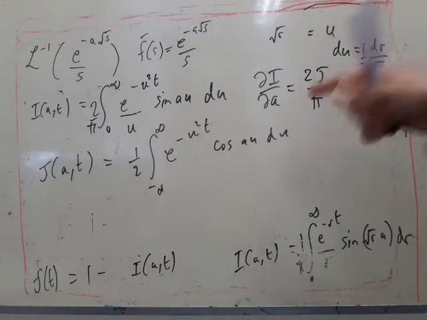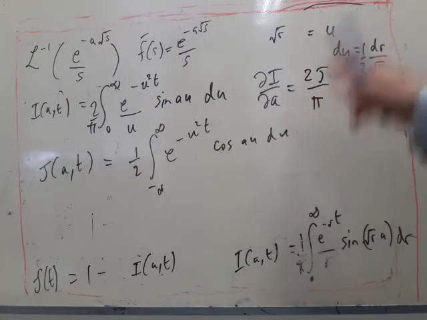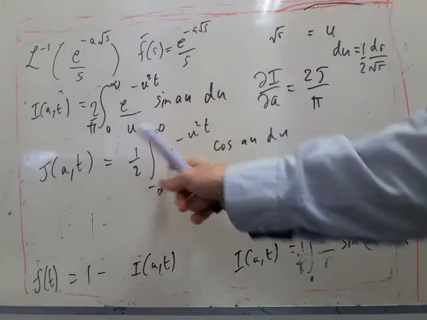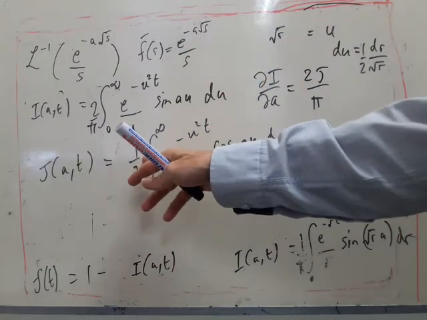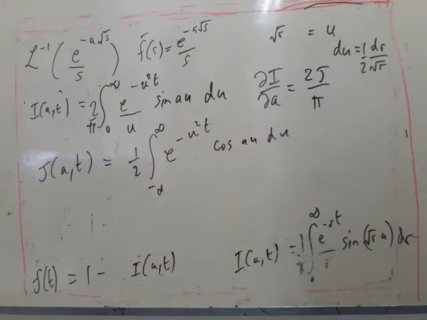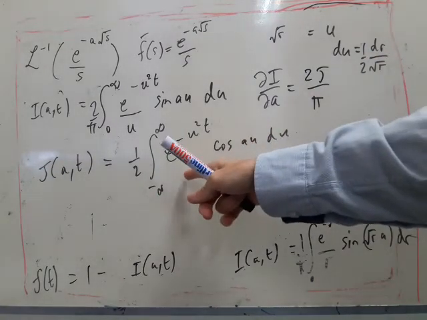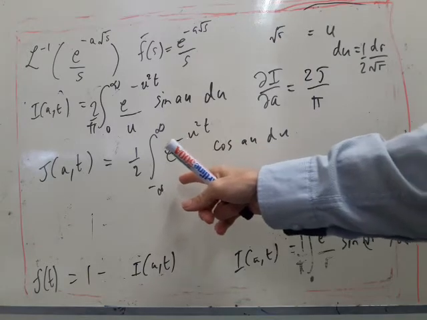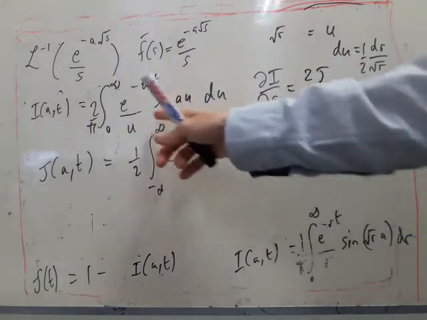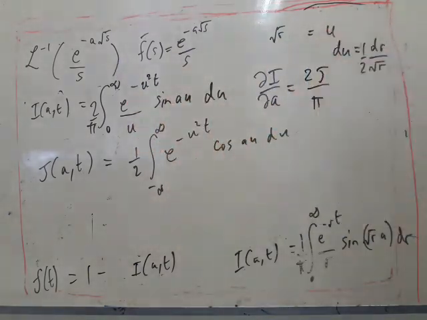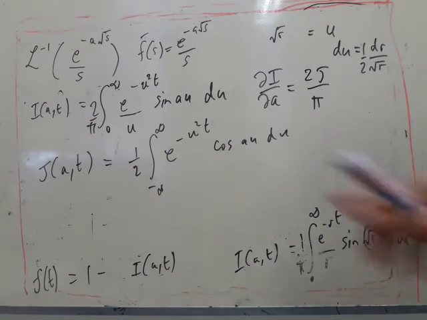So we have dI/dA equals 2J over pi, where J is given by this. We're just doing half of the integral over all x to get, this is just the same as the integral from 0 to infinity, which then gives us this when we differentiate. Right, so we need to evaluate this.